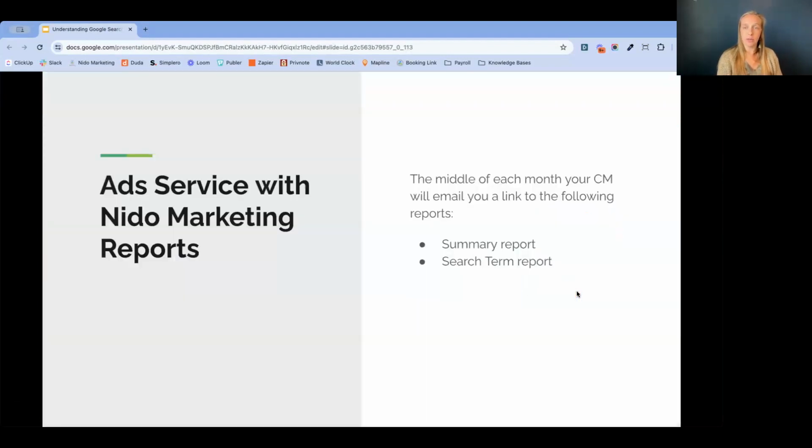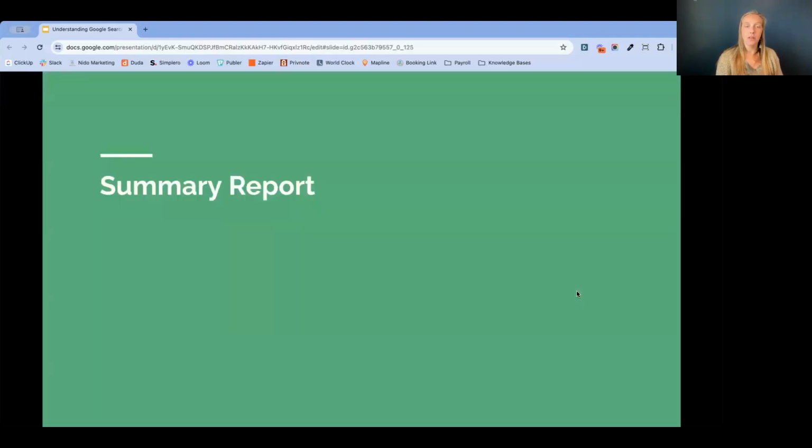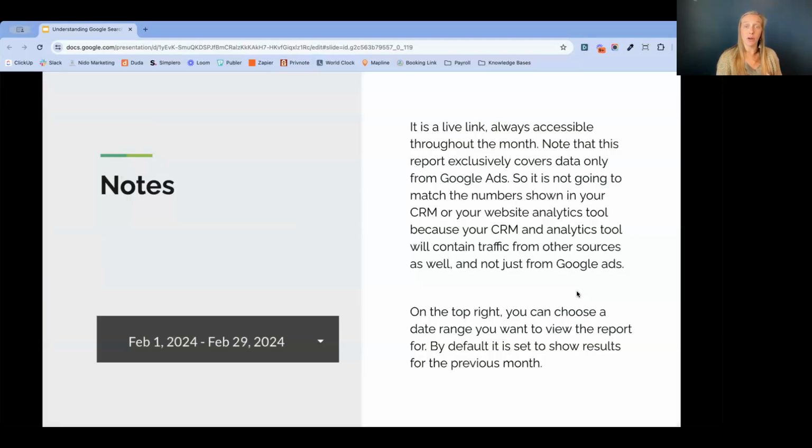So like I said, if you're running ads through Nido Marketing, in the middle of each month, your client manager is going to email you a link to 2 reports, a summary report and a search term report. They're very different. So we're going to review the summary report first. A couple notes about the summary report: if you are a current client, it is a live link. It's accessible throughout the month, whenever you want it to be.